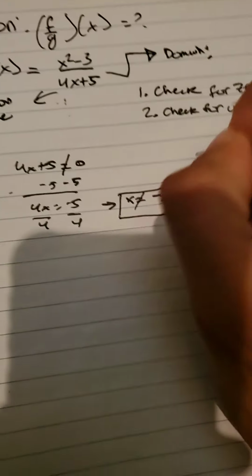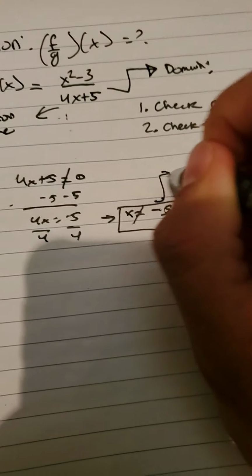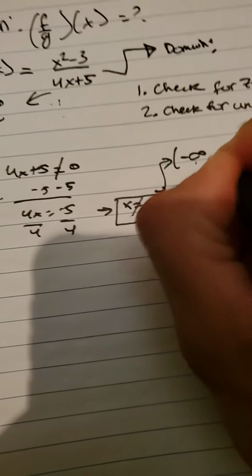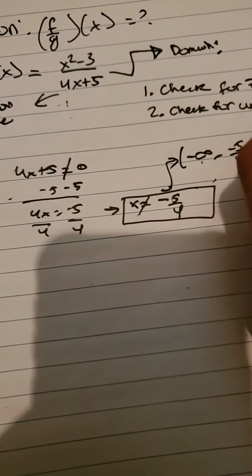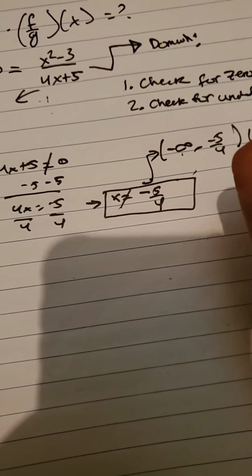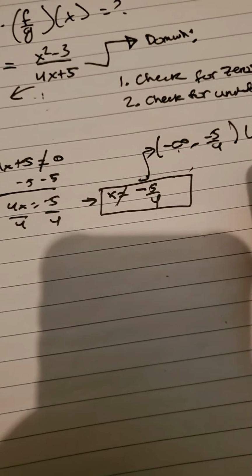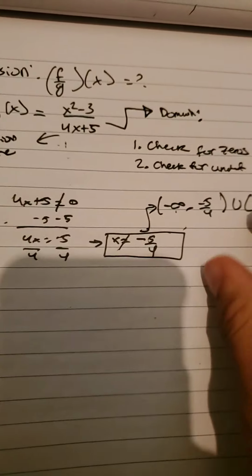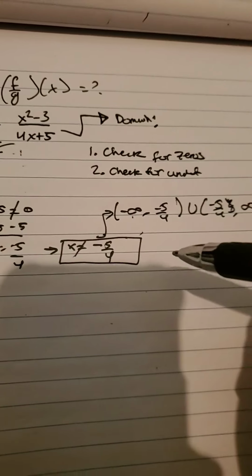Alright, x cannot equal that. So that's the domain of this function. An easier way of writing this is negative infinity to negative 5 over 4, union negative 5 over 4 to infinity. But we'll talk about that when we cover rational functions.